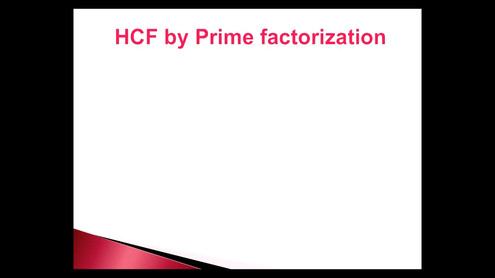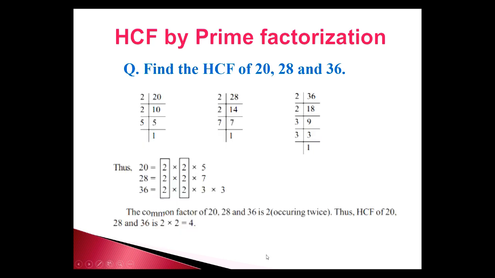Now we are going to find HCF by using prime factorization method. Find the HCF of 20, 28 and 36 by using prime factorization method. How will we find it out? Let's check. In order to find the HCF of these numbers, we will find the prime factors of 20, 28 and 36 first.